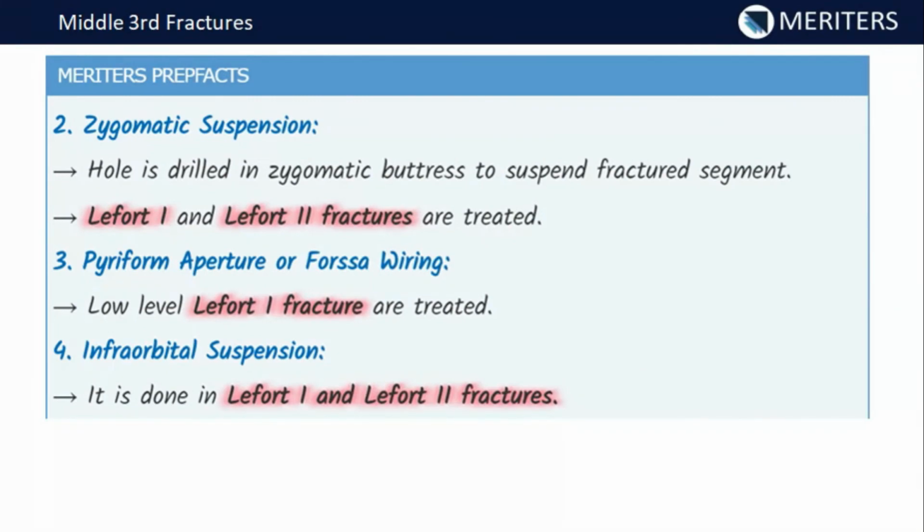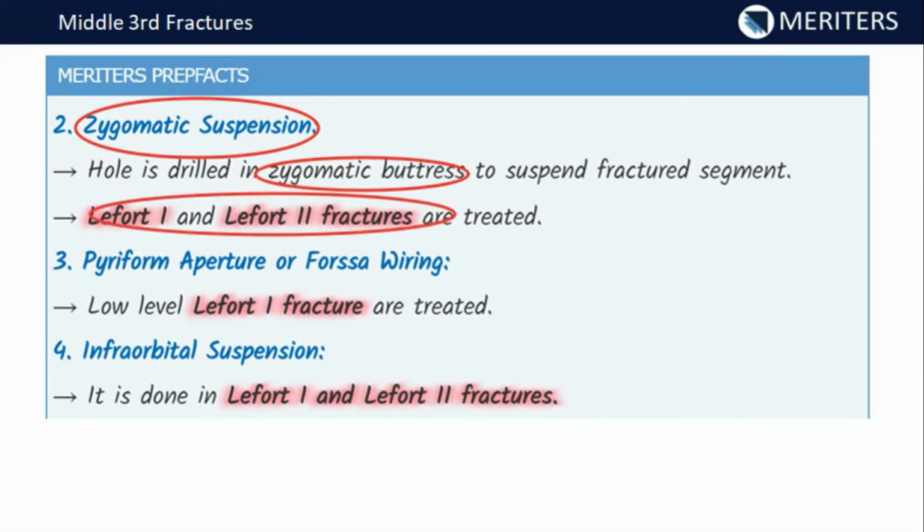Then we have the zygomatic suspension. In this we'll be drilling certain holes within the zygomatic buttress itself and will be suspending the fractured segment. So it is also used for LeFort I and LeFort II types of the fractures. Then we have pyriform aperture or fossa wiring. So this is used for the LeFort I fractures, and infraorbital suspension is also used for LeFort I and LeFort II fractures.